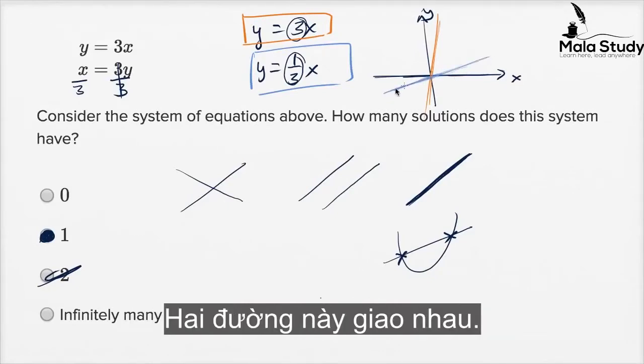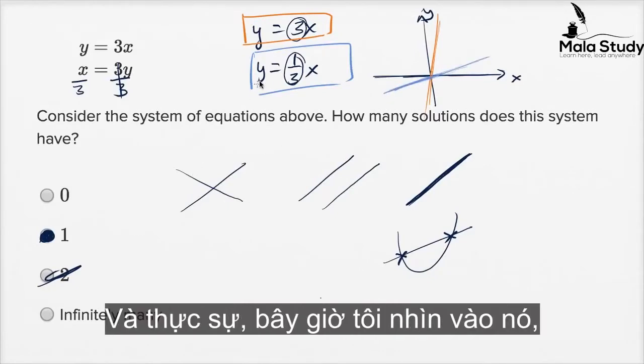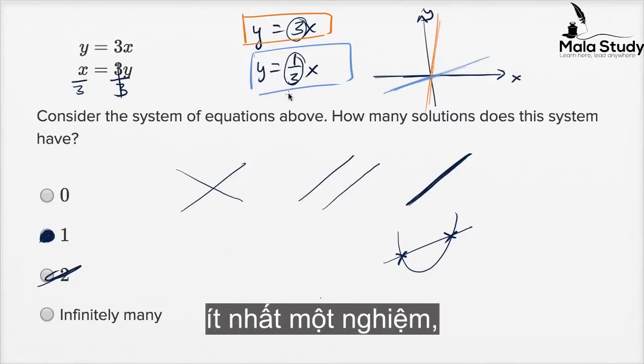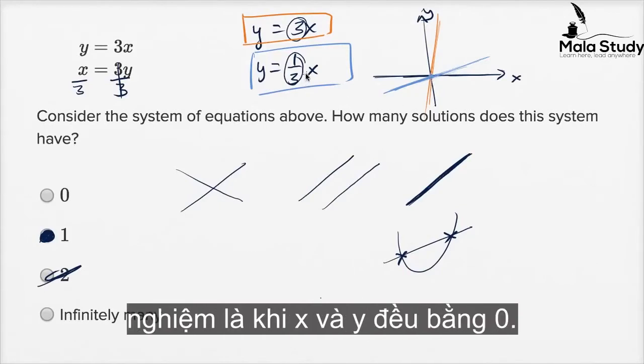These two clearly intersect. And actually, now that I look at it, you can even see where they're intersecting right over here. The solution is when x and y both are equal to 0.